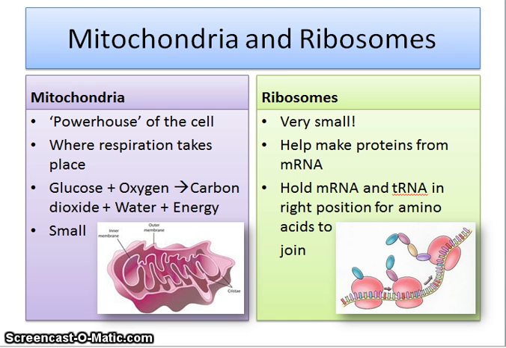You need to know the equation for respiration: glucose plus oxygen gives you carbon dioxide plus water plus energy. The other thing you need to know is a ribosome. Ribosomes are really tiny, and they help to make proteins from something called mRNA. The ribosome holds the mRNA and the tRNA in the right position for amino acids to join together to make a protein. We're going to look at this process in a little more detail in the next video.